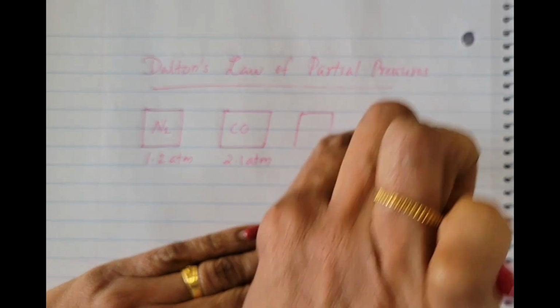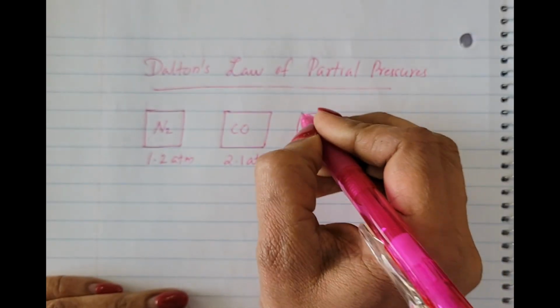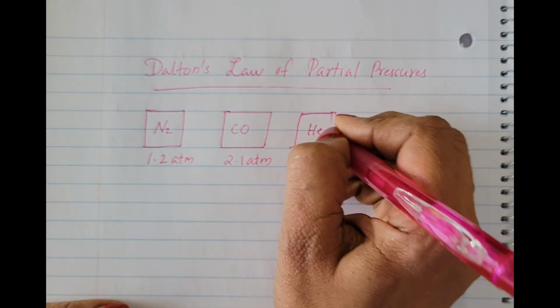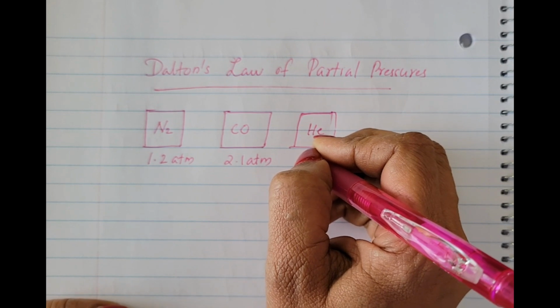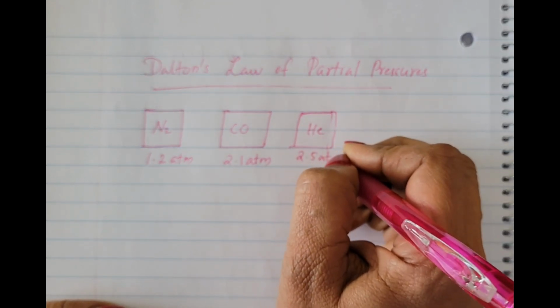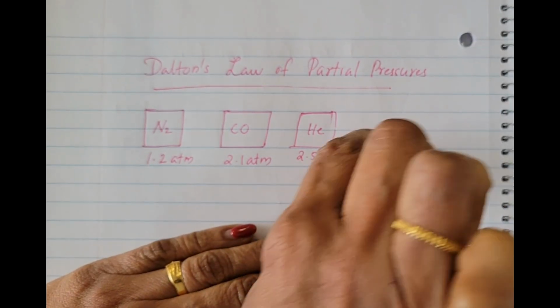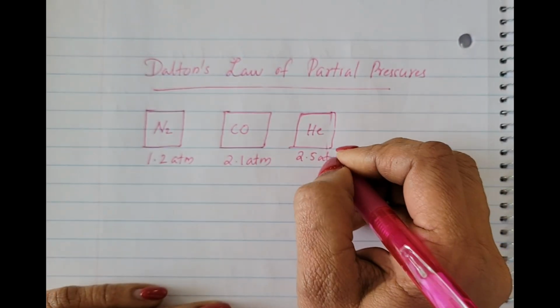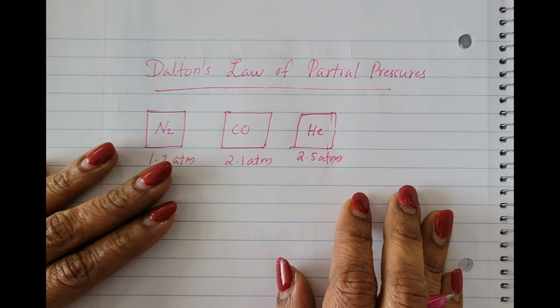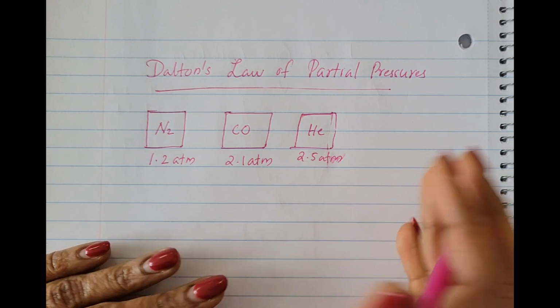And another one, same size, same volume. You should draw the same sized box. And it has helium in it, and suppose it has a pressure of maybe 2.5 atm. Not atom, atm. So I have three different gases with three different pressures, but the containers are the same volume.